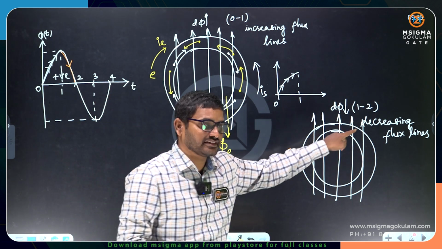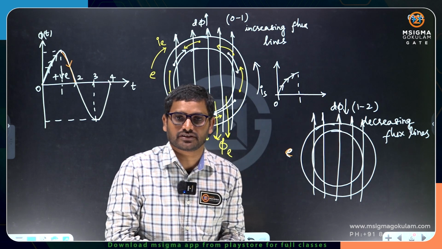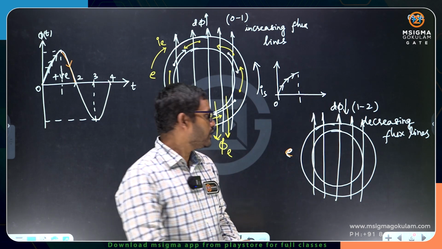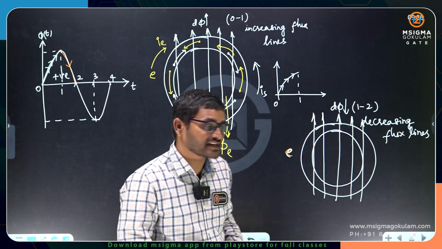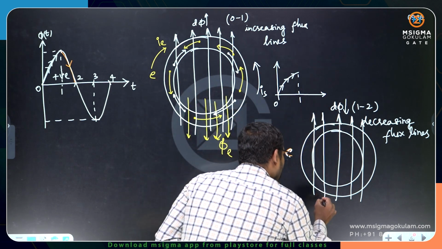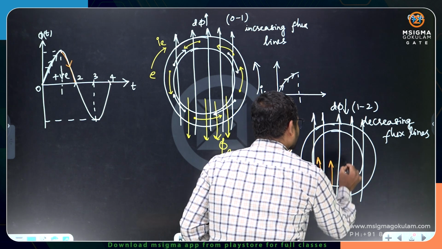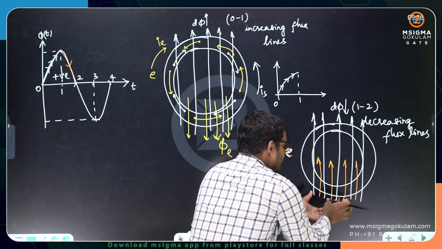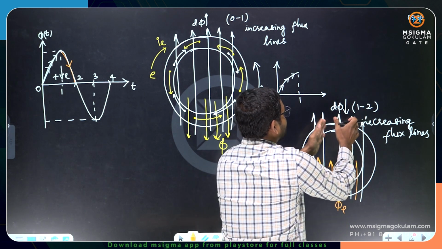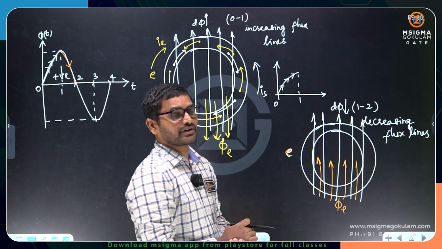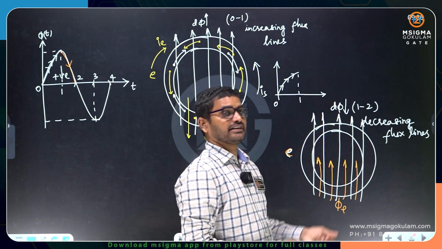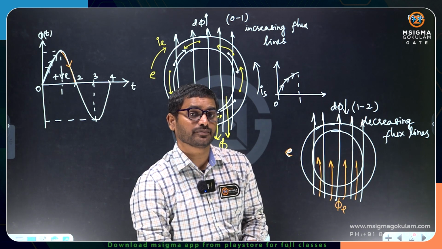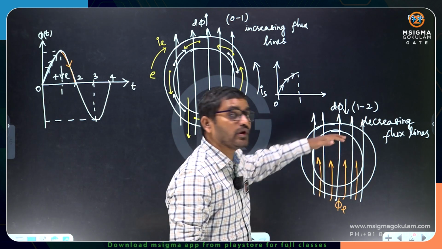EMF has to oppose the very cause of its production. The cause for the production is decreasing flux. So, in order to oppose a decrease in flux, this EMF will drive a current and produce a flux in the upward direction. And if it produces a flux in the upward direction, this phi E is supporting the white flux lines or supply flux lines. How is it supporting? It is not allowing the decrement.